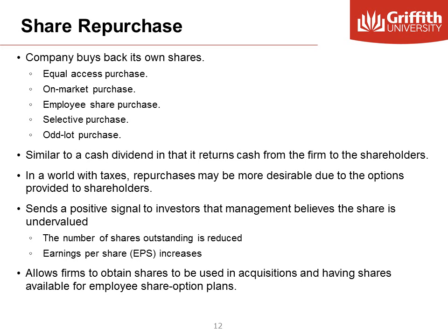There are 5 types of buybacks. Equal access purchase, where all shareholders are invited to sell to the company directly. On-market purchases, which is a purchase by a company of its own shares on the open market. Employee share purchase, where we purchase shares from employees that were issued previously under an Employee Incentive Scheme. And then we have selective purchase, where the company repurchases shares from specific shareholders. And odd lot purchases, where the company repurchases small parcels of shares.